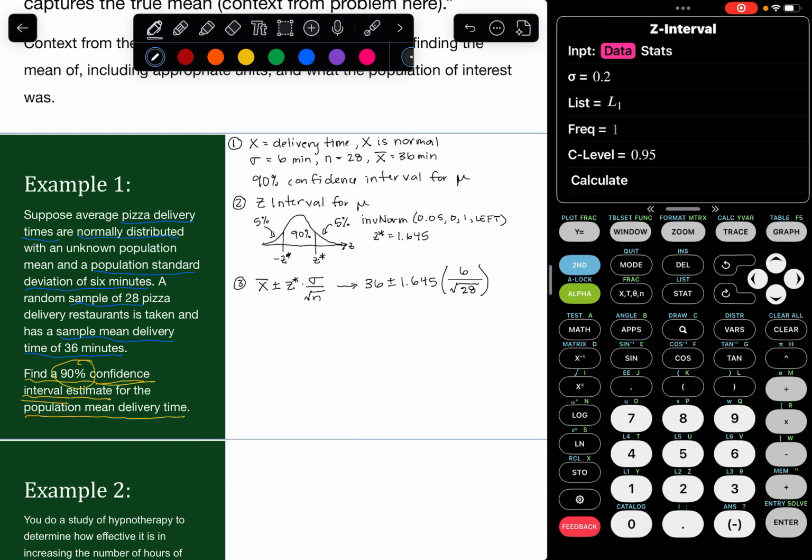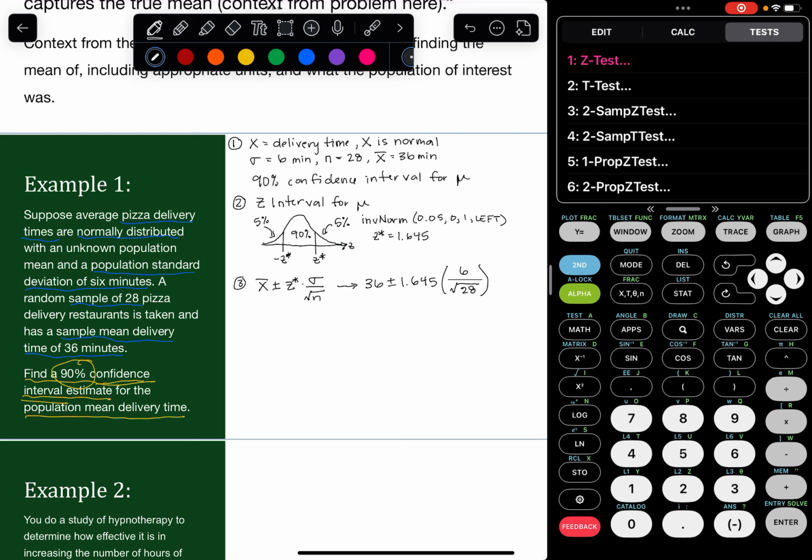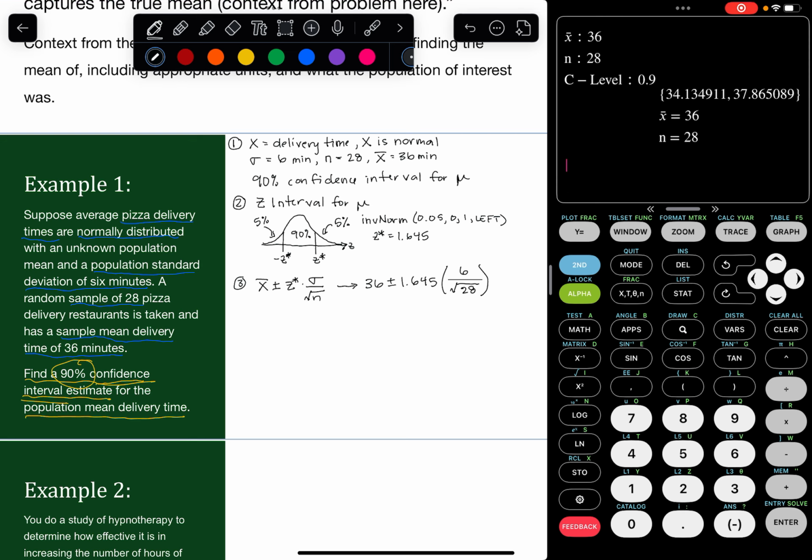And in this case, I have statistics. I wasn't given a raw list of data. So I'm going to go over to stat, and it's going to ask me for that information I wrote down. So 6 minutes, a mean of 36 minutes, a sample size of 28, and a confidence level of 90%. And then we run that, and it gives us two numbers, 34.13 something and 37.86 something.